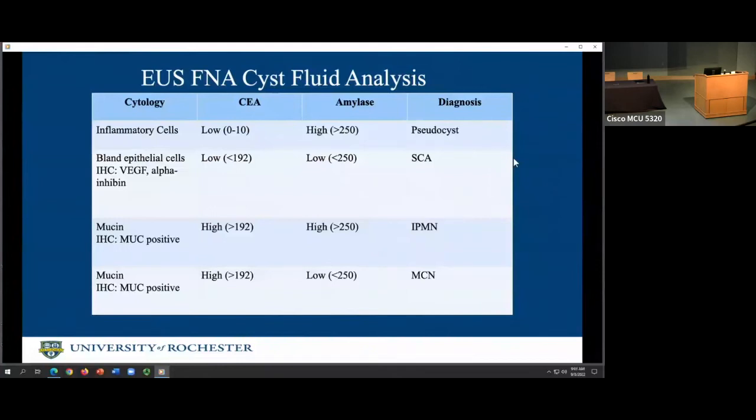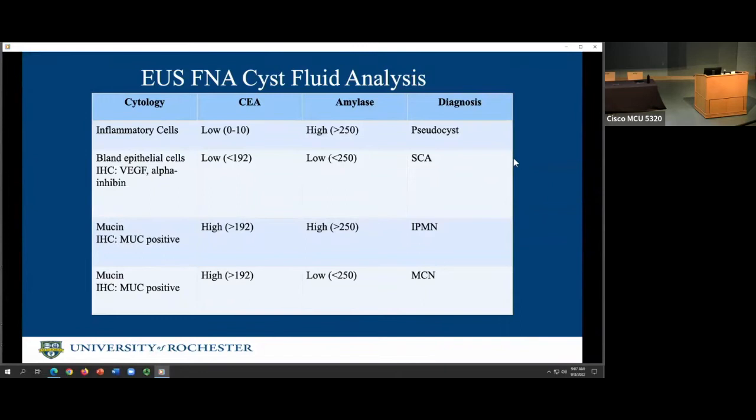And a low CEA is seen in a pseudocyst or a cystadenoma. And you would see a high amylase in a pseudocyst. The pseudocyst is a low CEA, low amylase. In an IPMN, you would see a high CEA and a high amylase. And most of the studies use a cutoff of 192 for the CEA and 250 for the amylase. And for a mucinous cystic neoplasm, you would see a high CEA and a low amylase, because these do not communicate with the main duct.